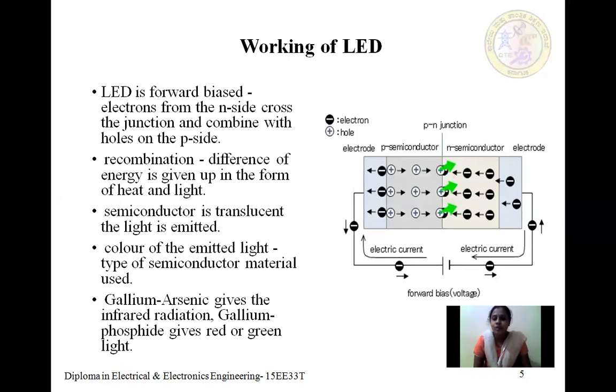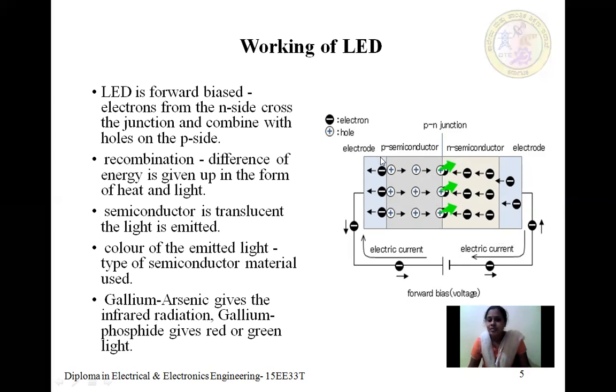Next, we'll move on to the working of an LED. How this LED works. As I said, when the LED is forward biased, electrons from the N-type semiconductor move towards the P type, and they combine with the holes.